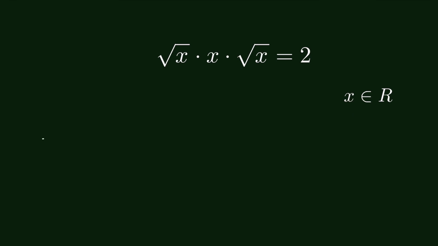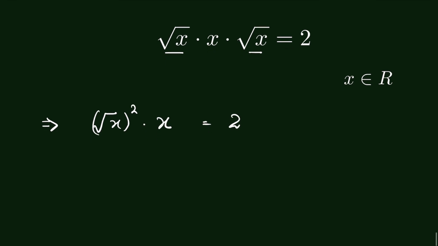So let's solve it. Square root of x times square root of x will be square root of x whole squared, is equal to 2. We can remove the square root with the square, so it is x is equal to 2.